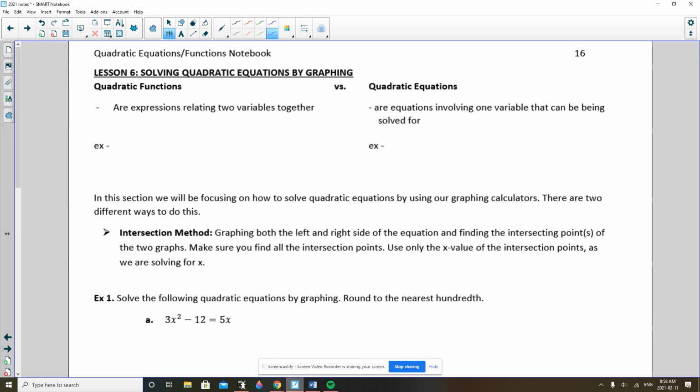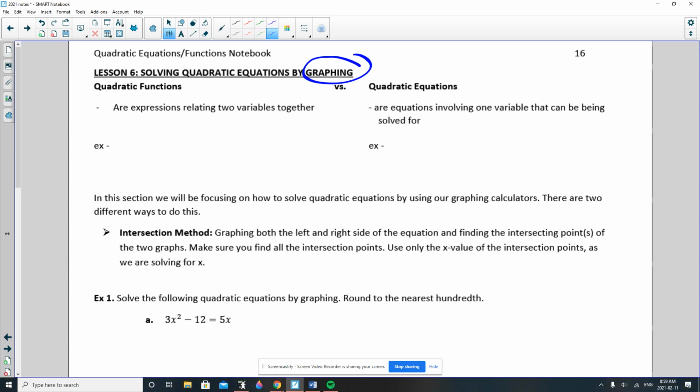So if you have your note packs or if you want to grab your note packs out, we're going to skip forward to lesson 6, which is looking at solving quadratic equations by graphing, which is on page 16 of that note pack. The other thing that you're going to make sure you need to have for today is your graphing calculator, because like this says, we're going to look at solving this graphically, and we want our graphing calculators to help us do that.